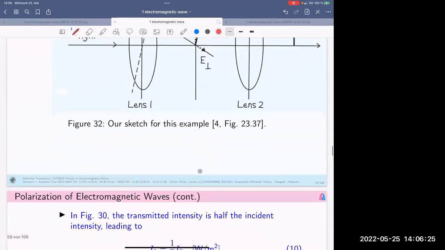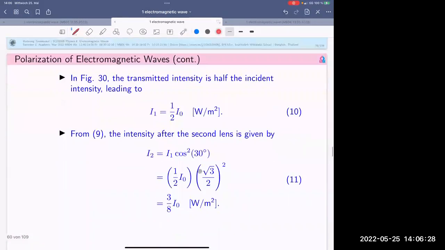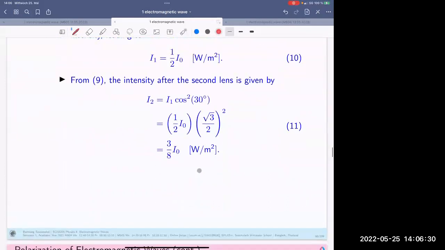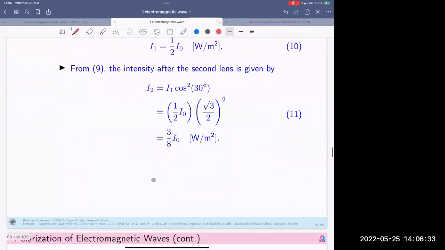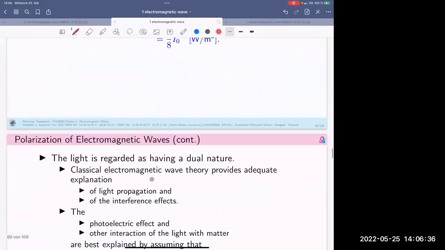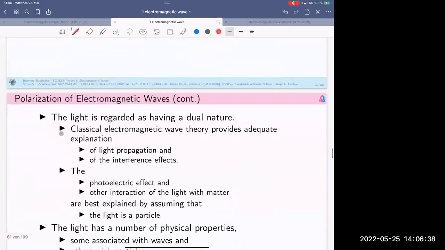Okay, yeah, that's the example in the calculation of the polarization. Okay, the light is regarded as having a dual nature. You can see this word later because it can be also electromagnetic wave. It can be also like a particle. Okay, and that's the de Broglie wavelength and so on. But we will not talk about that in this chapter.